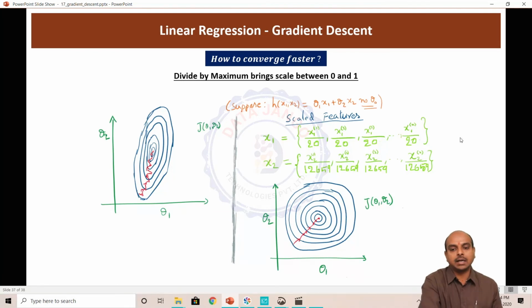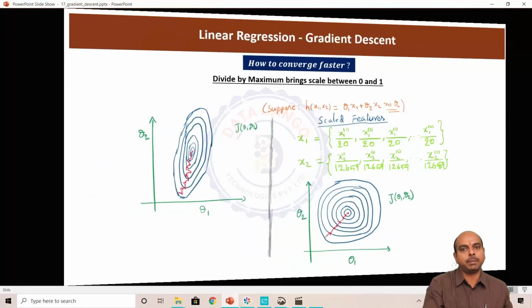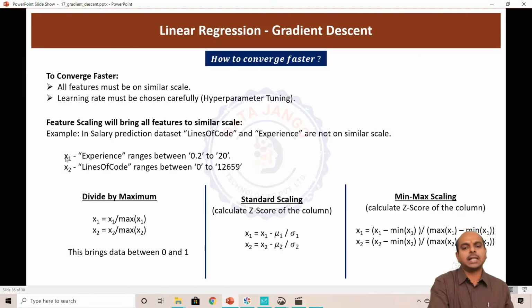So when you scale the data and pass it, the cost function will come like that, a neat, steep convex function. When the cost function is convex, the convergence becomes faster, the step size becomes faster. So that is the most important thing you should definitely remember: do scaling before you apply the gradient descent algorithm. There are other scalings like standard scaling and min-max scaling.